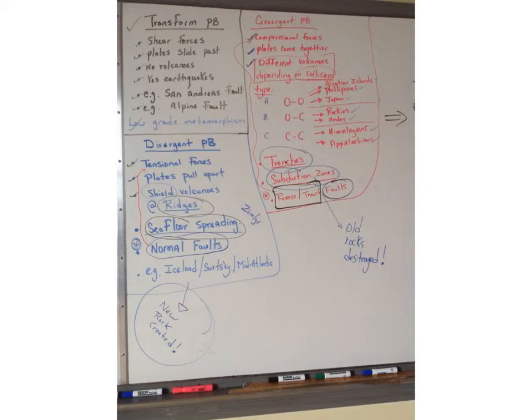So for example, if we look at a transform plate boundary, the plates simply slide past each other, and they slide past each other based on what the convection currents are doing beneath. It creates shear forces. And so because the plates are just simply sliding past each other, there are no volcanoes. But every single time those plates jump or shift due to a fault and the movement, we could possibly get earthquakes. So two places that are most common for this type of plate boundary in our world would be the San Andreas Fault in California and the Alpine Fault in New Zealand.